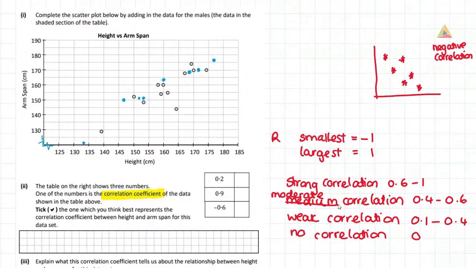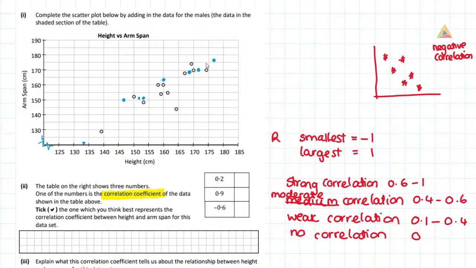So when I look at this graph that we've just filled in our blue points onto, we want to look at what kind of a correlation it has. Is it 0.2, 0.9, or minus 0.6? Minus 0.6 would be a negative correlation, so that would mean that our points would be coming down the way as we look at it. So we can rule that one out straight away. And then we have a 0.2 and a 0.9. A 0.2 is weak correlation and a 0.9 is strong correlation.